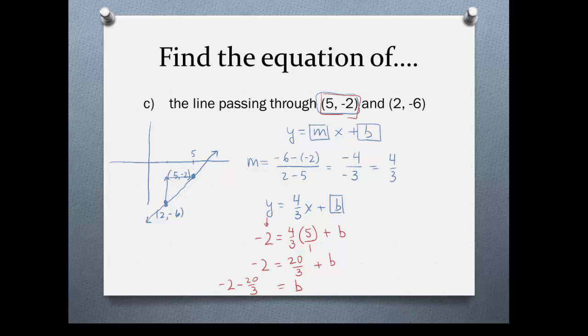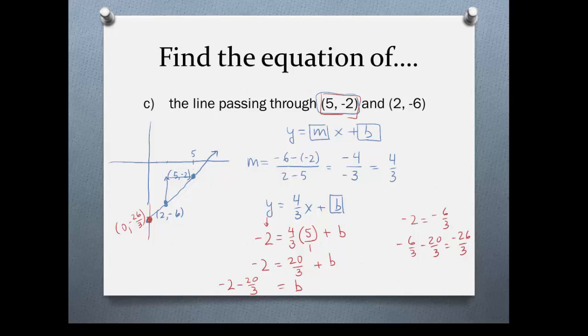And you might have to do a little bit of work there with common denominators. Negative 2 is negative 6/3. So negative 6/3 minus 20/3 is negative 26/3. So that's the y-intercept. That means that if I actually continued this graph down here, this point would be 0, negative 26/3, which is negative 8 2/3. So it's almost negative 9, but not quite.